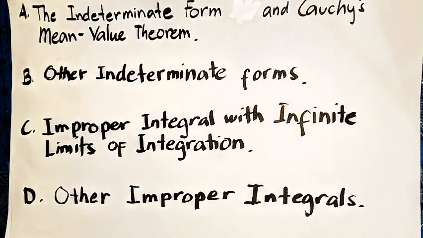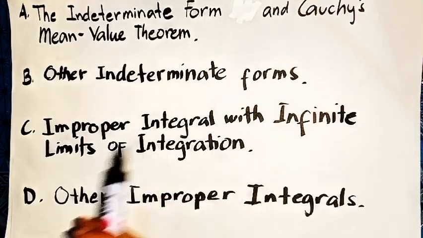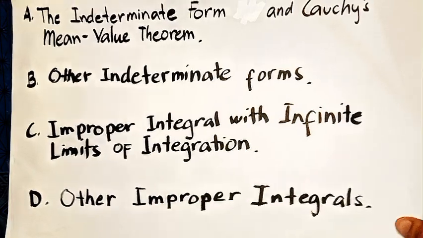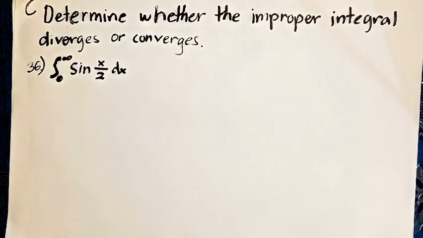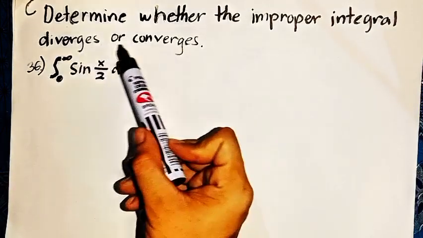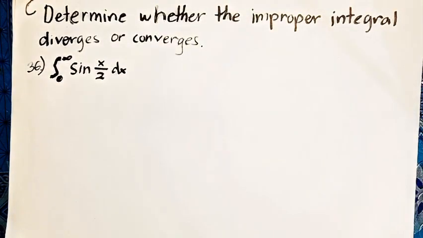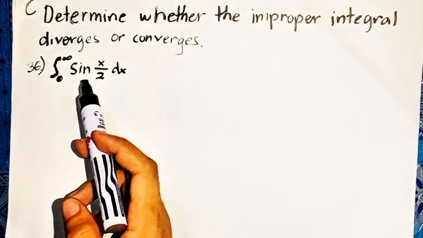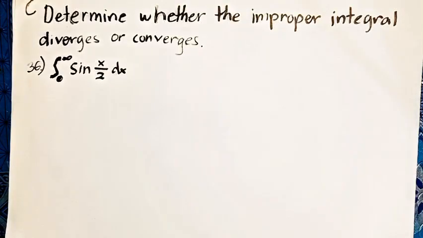Now, let us proceed to our third topic, which is the improper integral with infinite limits of integration. I have here a problem involving improper integrals with infinite limits of integration. We have here: determine whether the improper integral diverges or converges. We have item number 36, the integral from 0 to infinity of sine x over 2 dx.